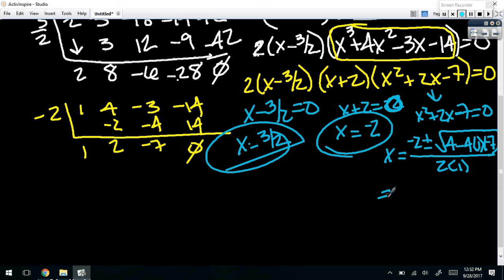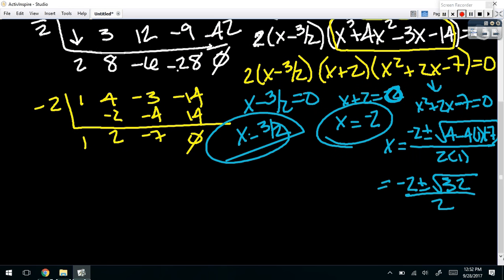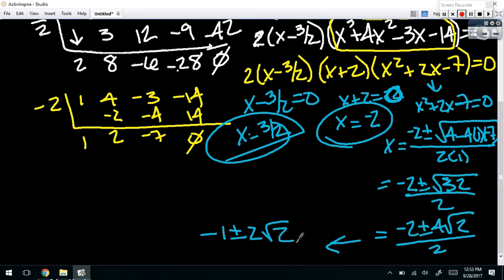4 times 1 times negative 7. So it's really going to be 4 plus 28, which is 32. Then you can do 16 times 2. So 4 root 2 over 2. I'm out of room. I'm sorry. I hate it whenever people do this and go off. But it's going to be negative 1 plus or minus 2 root 2. Divide everything by that 2.